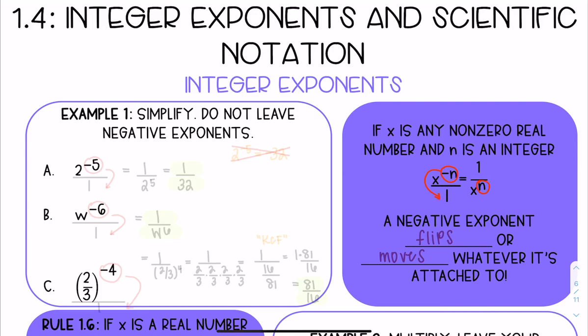So let's go ahead and try this with example number 1. We have a negative 5 in the exponent, and so we want to make sure that we flip the 2 that's attached to it across the fraction bar. So we can flip the entire thing to the bottom. So this becomes 1 over 2 to the positive 5. And then we can evaluate 2 to the 5th. So this becomes 1 over 32.